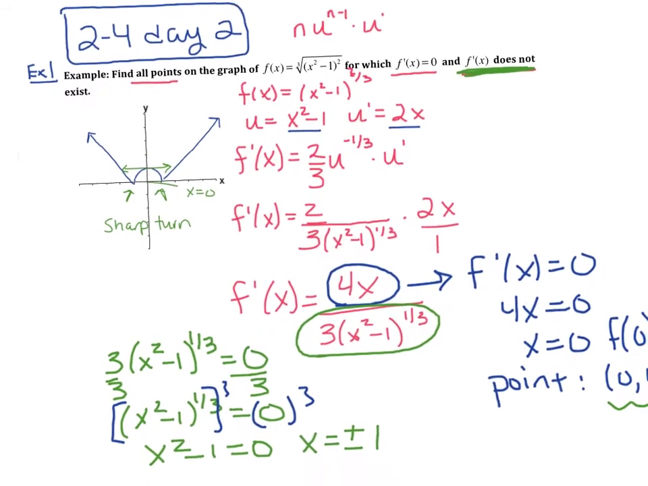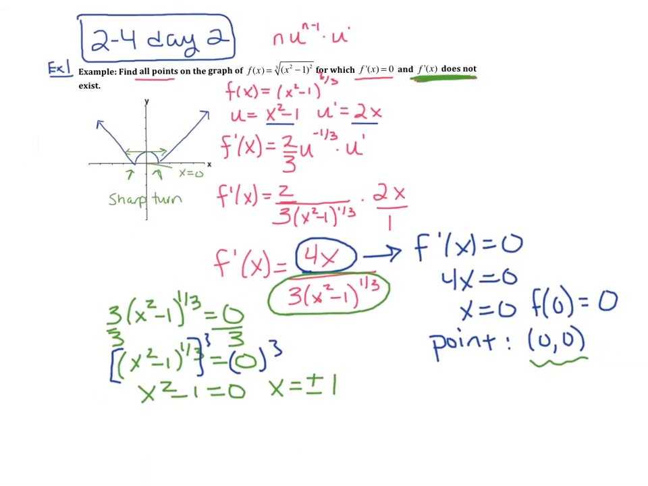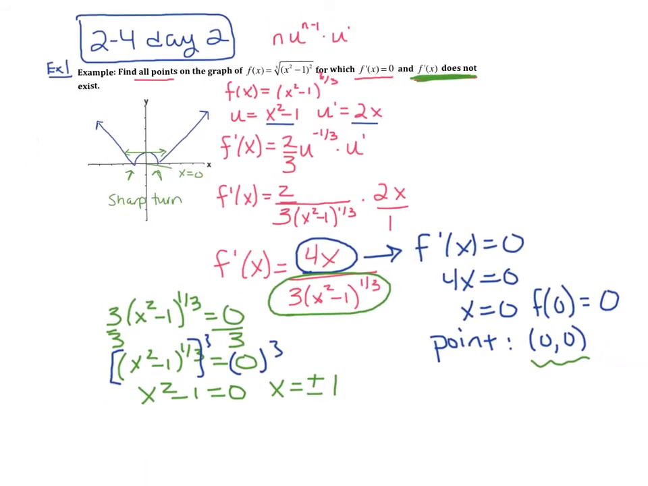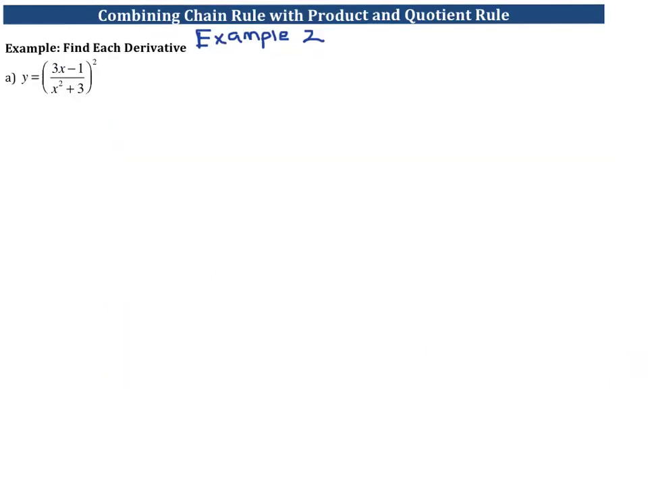All right, so that's the easy one of the examples today. So hopefully that wasn't too bad. And let's go ahead and hurt our brains a little bit. Okay, so we're going to combine the chain rule with the product and the quotient rule.